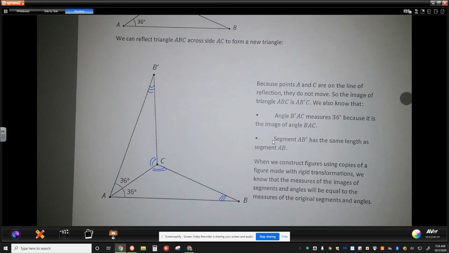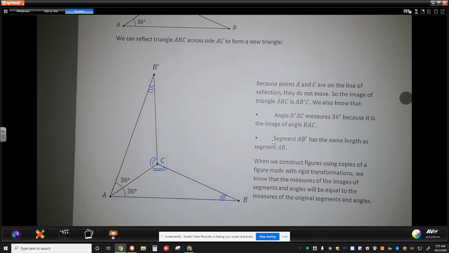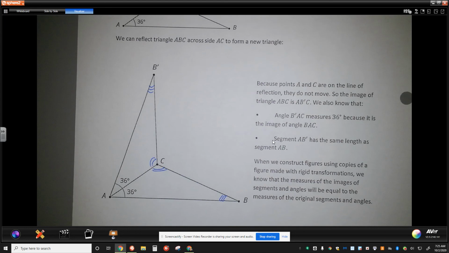When we construct figures using copies of a figure made with rigid transformation, we know that the measures of those images of the segments and the angles will be equal to the measures of the original segments and the angles. We know intuitively now that if I draw a copy of this triangle right here, every element of it must be exactly the same, or else the triangles don't match with each other.